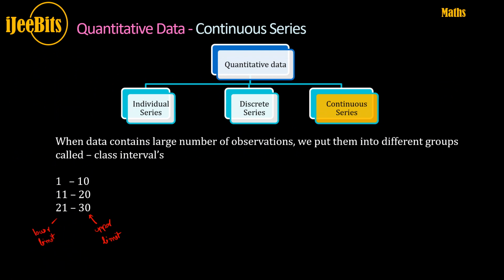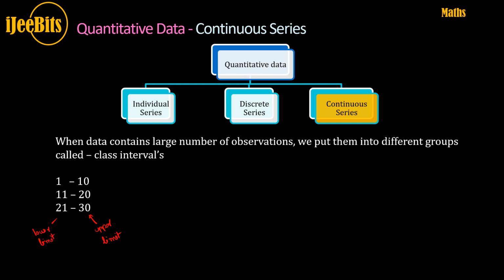The next topic is continuous series. Try to understand what is meant by continuous series in quantitative data. When the data contains a large number of observations, you have to find an easy way to put them together. What we do is arrange them in different groups called class intervals. So you make class intervals and put your data in them.